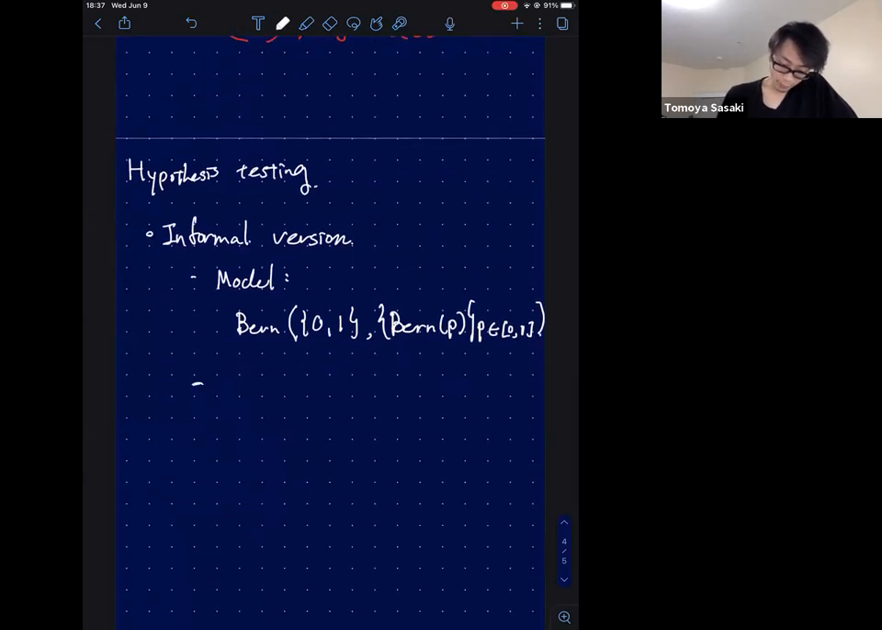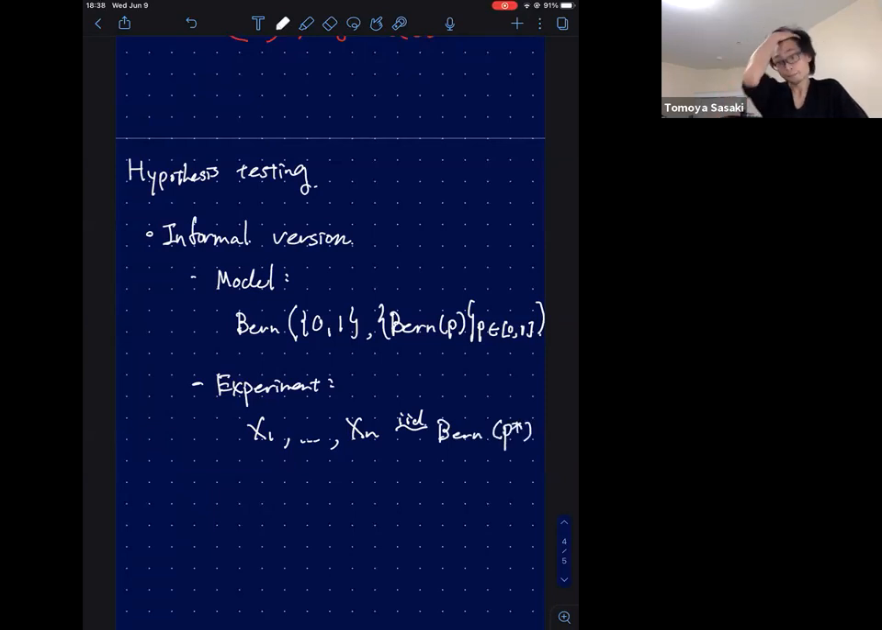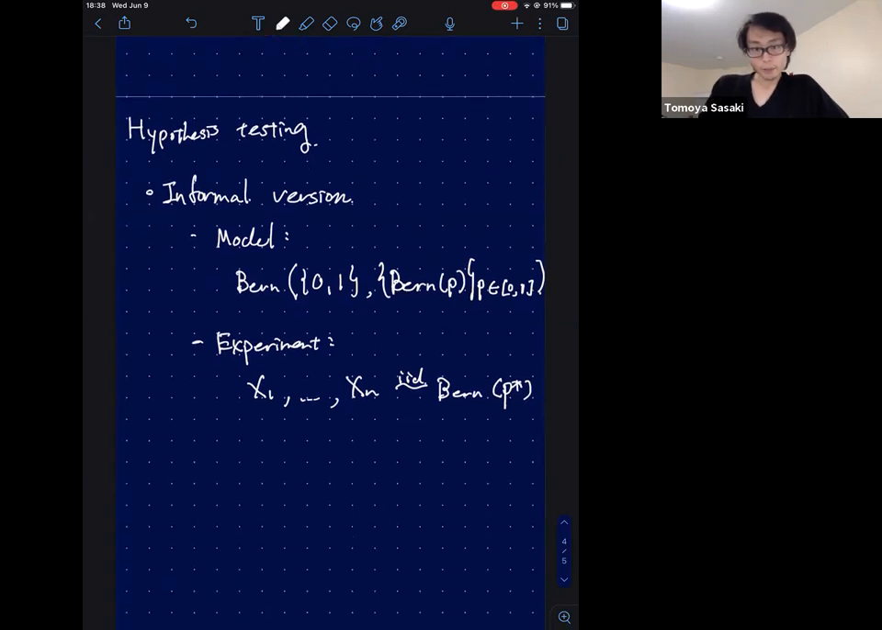And with the statistical experiment, we have random variables X1 to Xn. Let's say it's IID from some true parameter P theta, P star. So this is the experiment we have.